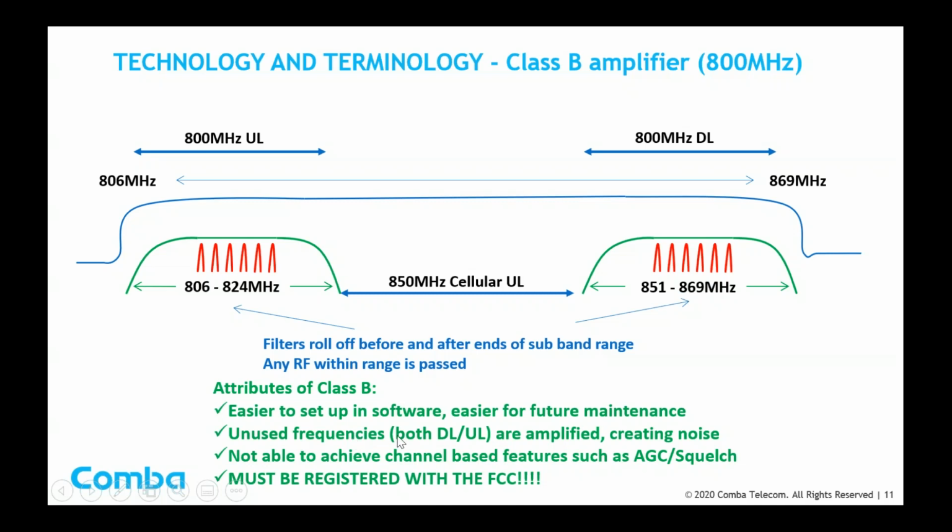However, one of the bad things is both on the uplink and downlink side, in addition to the frequency through, unused frequencies can also be amplified. This can create additional noise, create additional RF traffic we don't want. And because these are wideband filters, you're not able to achieve some channel-based filters such as channelized AGC, automatic gain control or level control, and channelized squelch. The other thing to note about a Class B device is it must be registered with the FCC. And I know Charlie talked about that last week in his presentation, so I won't say any more about that.